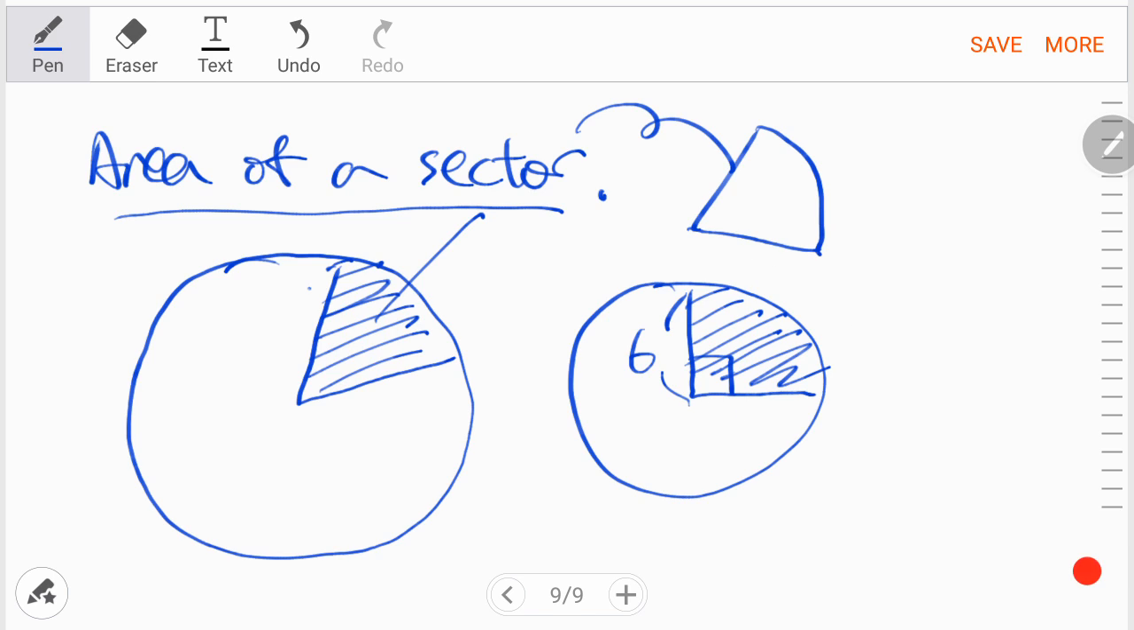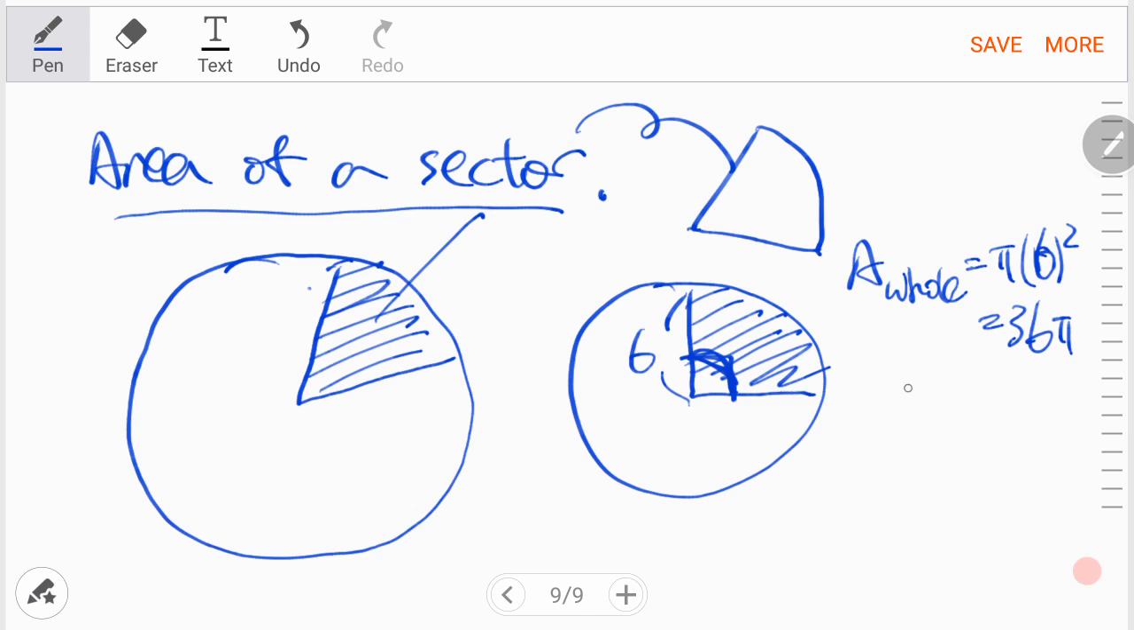Now, to find the area of the whole pizza, the area of the whole is going to be pi r squared. My r is going to be 6, so that'll be 36 pi. But right now, I don't have the entire 36 pi. I don't have the entire pizza. I only have 90 degrees of it, which means I have 1/4 of the whole pizza.